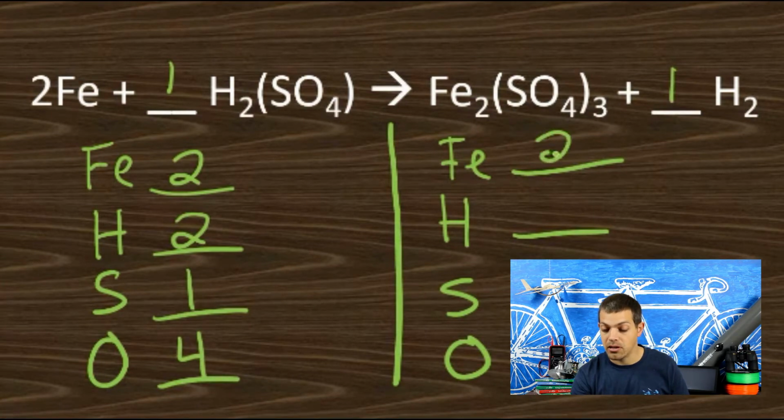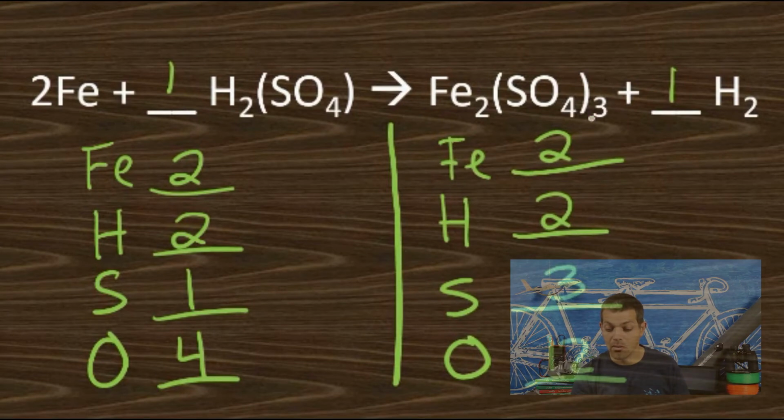On the right product side, we have 2 irons, 2 hydrogens, 3 sulfurs, and now we have 12 oxygens, right? Because that subscript 3 is for that SO4. All right, so 3 S's and then we have 4 O's, or oxygens.